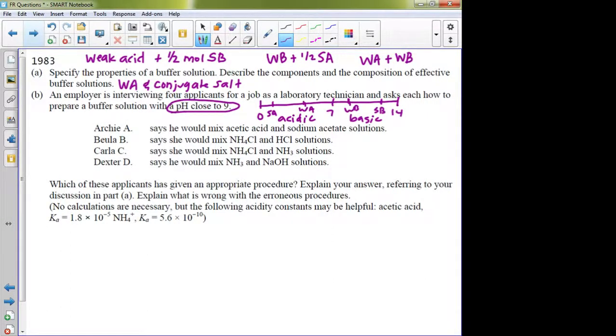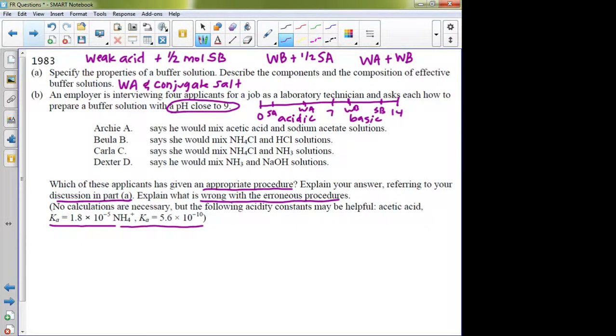All right. So, which of these applicants has given the appropriate procedure? Explain your answer referring to your discussion in part A. Explain what is wrong with the erroneous procedures. No calculations are necessary, but the following acidity constants may be helpful. Acetic acid has a Ka of 1.8 times 10 to the negative 5th, and ammonium has a Ka of 5.6 times 10 to the negative 10.